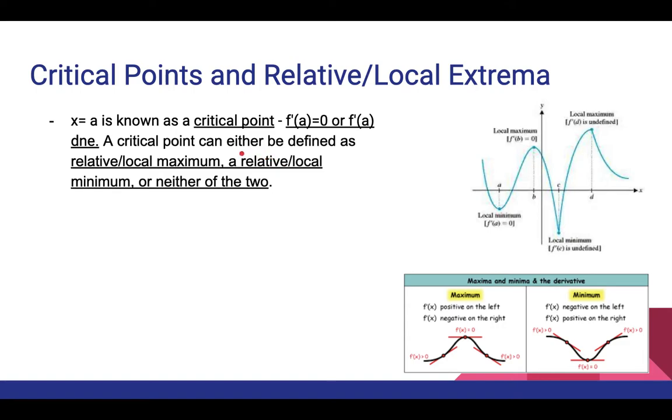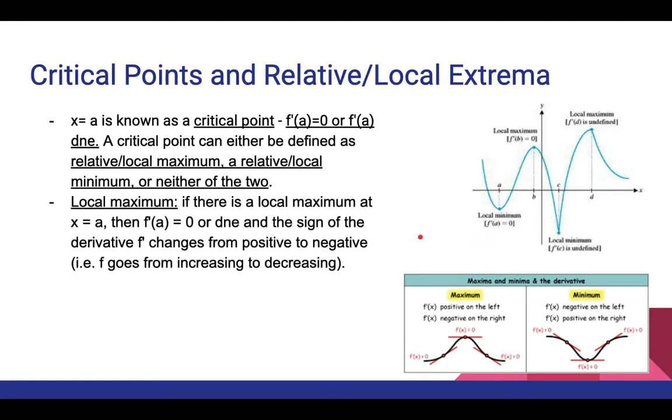Okay? So a critical point can either be a relative/local maximum, a relative/local minimum, or neither of the two. If you do not recall what a relative/local maximum or minimum is from prior classes, it's essentially a point where a graph changes from decreasing to increasing for a local minimum and increasing to decreasing for a local maximum. So there can be multiple local maxima and local minima for a function over an interval. In more layman's terms, a local minimum is just a valley, and a local maximum is just a hill.